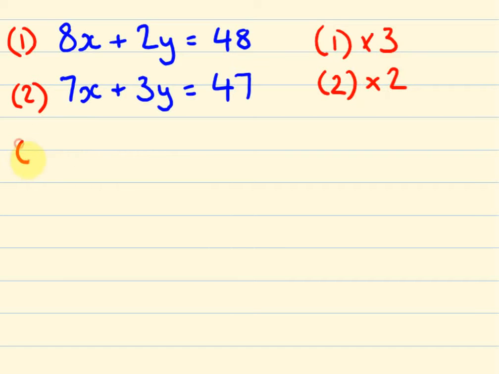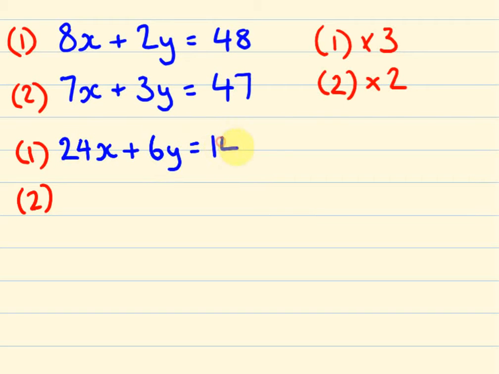So down here we'll work out the result of those. We times this by 3, we get 8 by 3 is 24x plus 6y, and it equals 48 by 3, which is 144. Okay, so we're going to multiply equation 2 by 2. 7 times 2 is 14x, plus, we're going to multiply this by 2, we're going to get 6y, and 47 times 2, which is 94.